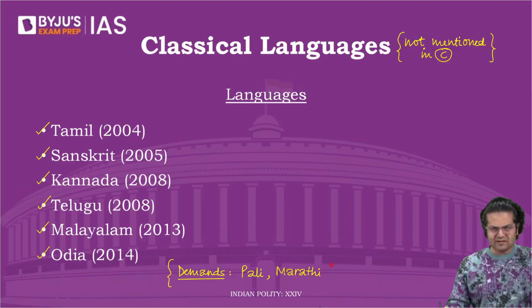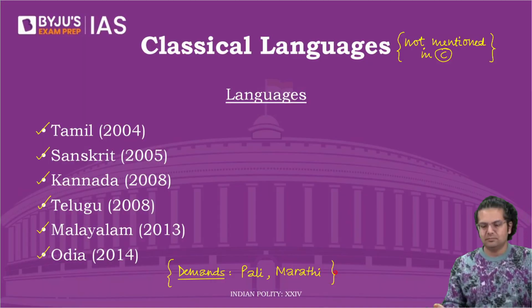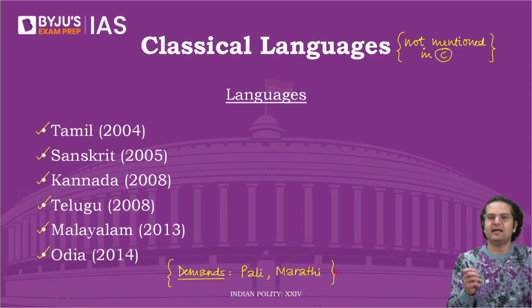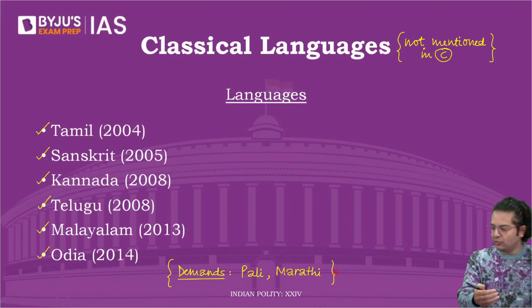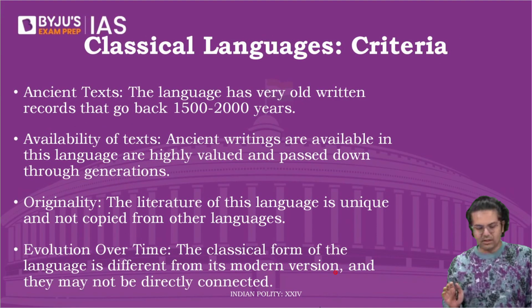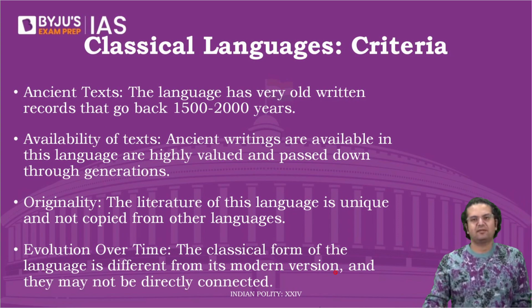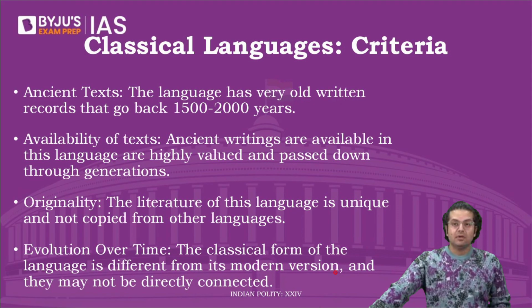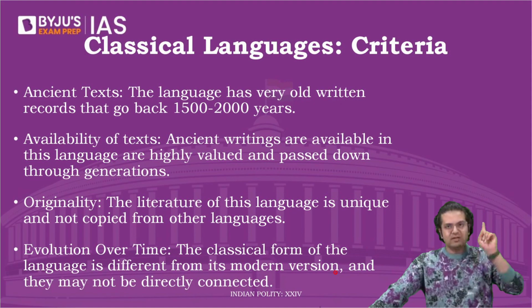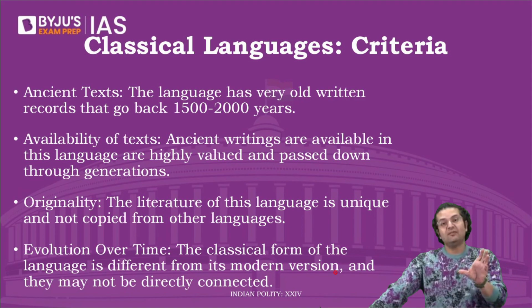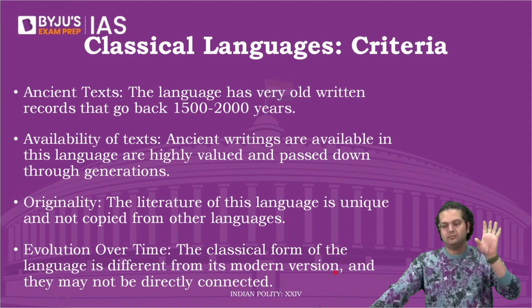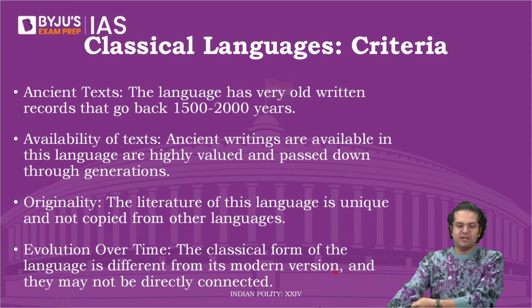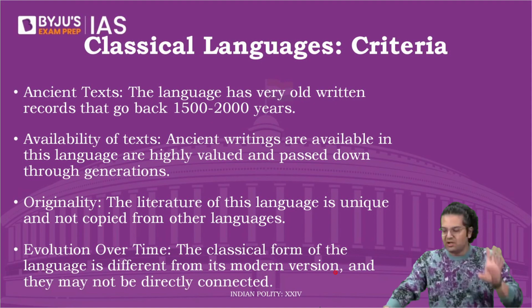Now you would say, sir, but why are these languages classical? Are other languages not classical? There is a criteria to categorize these as classical. This is the fourfold criteria. Okay. Ancient texts, meaning these languages should have high antiquity. Antiquity means something very old, very, very old. So the language should be at least 1500 to 2000 years old.